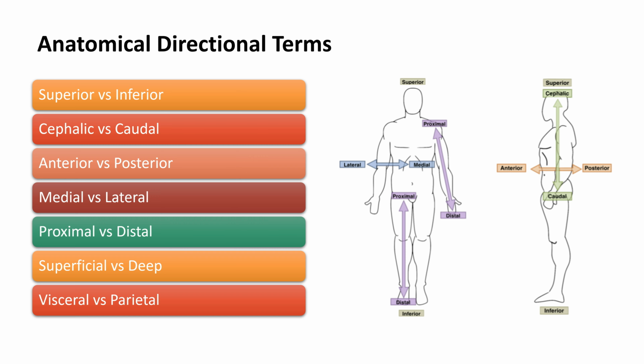Proximal versus distal, that's going to be more of a point of attachment type of distance. Like your elbow is more proximal to your shoulder than your fingertips. Your fingertips are more distal to your shoulder than your elbow. Superficial versus deep. Superficial is towards the surface of the body. Deep is going to be more into the cavities of the body. Visceral versus parietal is listed on here. You won't see those as much as the others.